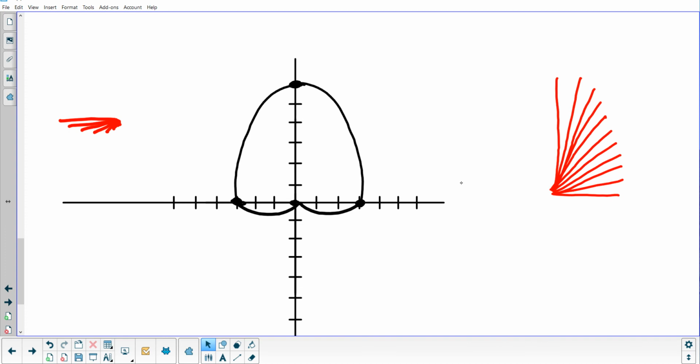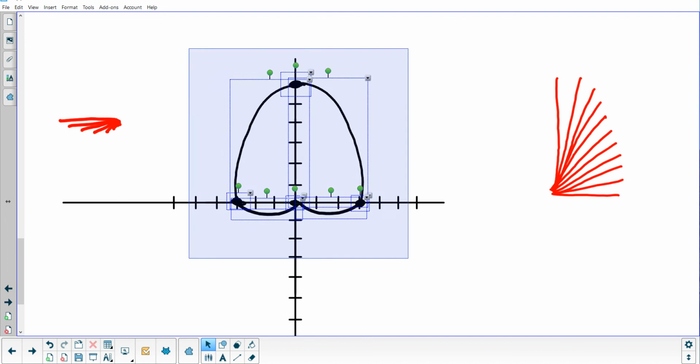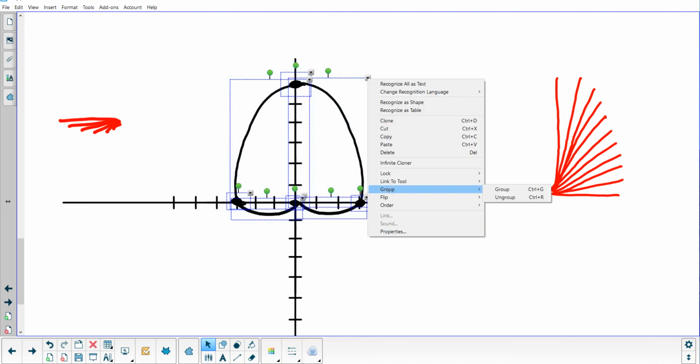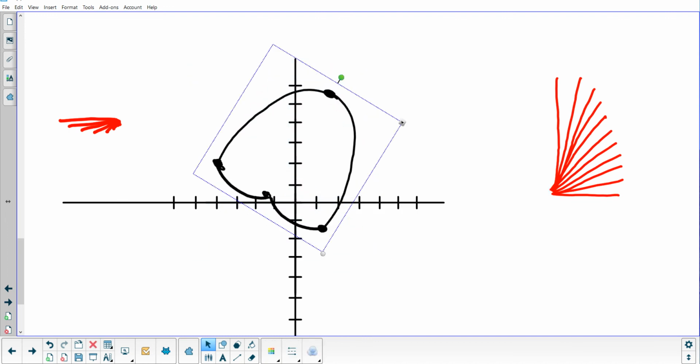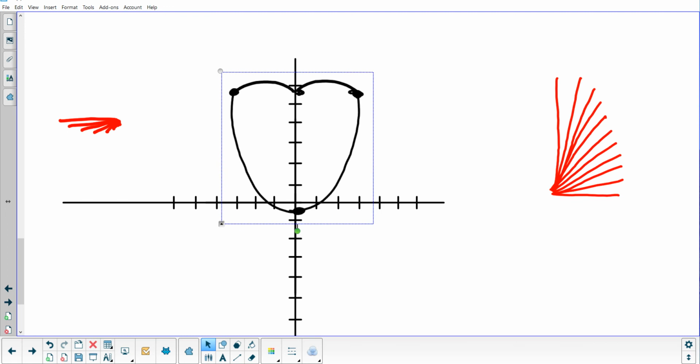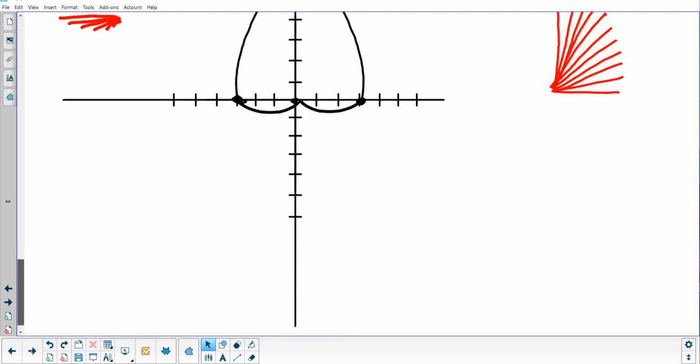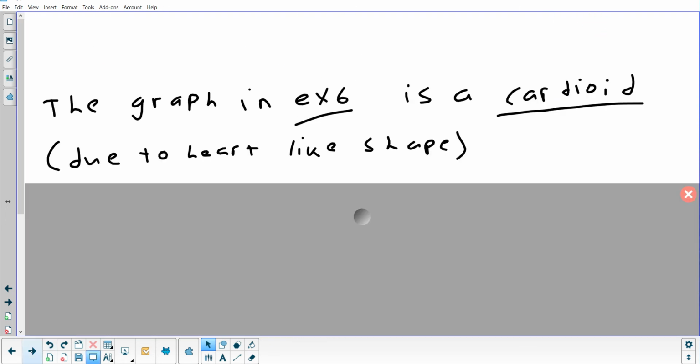Upside down heart. Eggplant. Kind of looks like an upside down heart. Like if you take and group all that together and then spin it around, kind of like a heart. Doesn't quite come to as much of a point as a heart, but yeah, it kind of should look like a heart, and that's why this shape is called a cardioid. That's the name of this graph. It has kind of a heart-like shape.